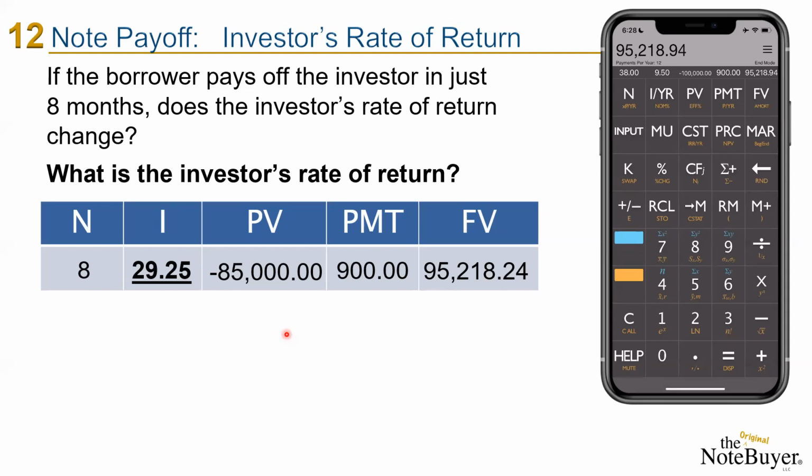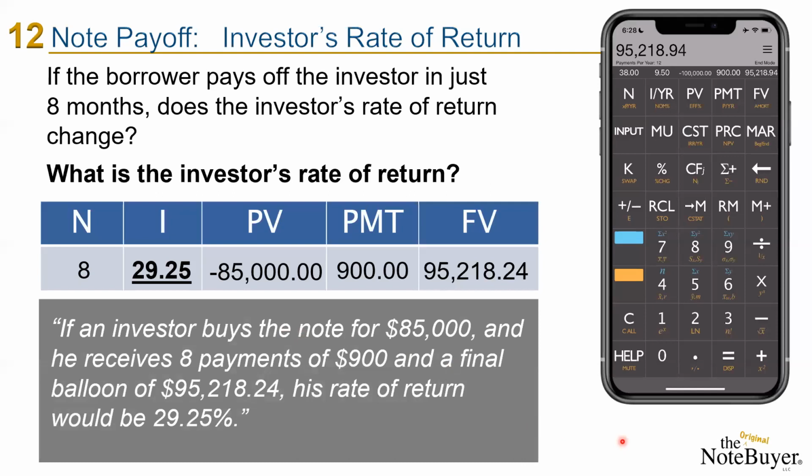Do you see why I love early payoffs? If you have invested in a discounted note and it pays off early, your rate of return goes up. So this tells me that if an investor buys the note for $85,000 and he receives 8 payments of $900 and a final balloon of $95,218.24, his rate of return is 29.25%.